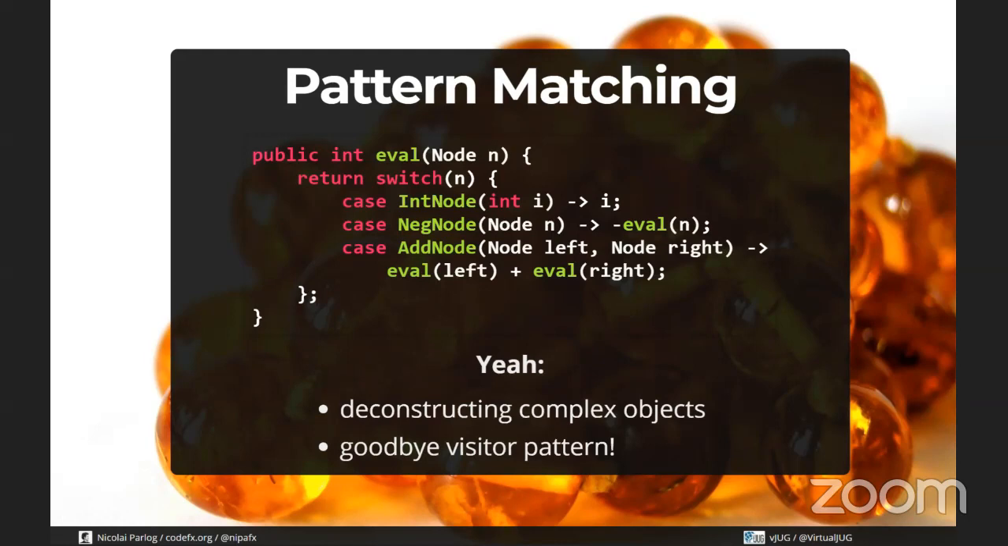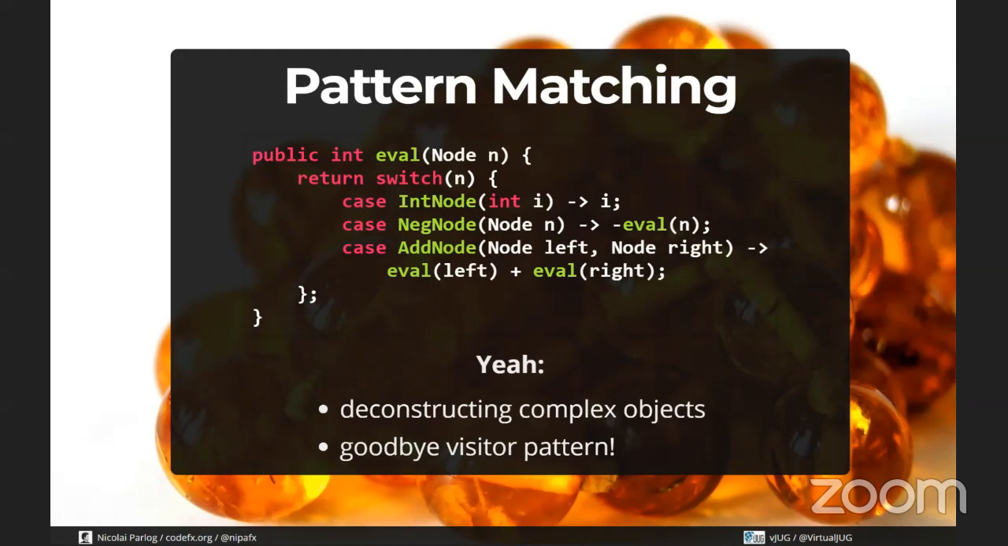The cool thing here is that this case statement basically says if node n is an IntNode that was created from the integer i, then give me that i and do something with it. In this case, the evaluation of that integer node that wraps 5 would be 5. So that's why it says arrow i. If you have a negation node, then it negates another node. So you would want to evaluate that node and then put a negative sign in front of that result. And if you have an addition node, which contains a left and a right node, then you would have to evaluate those and then put them back together.